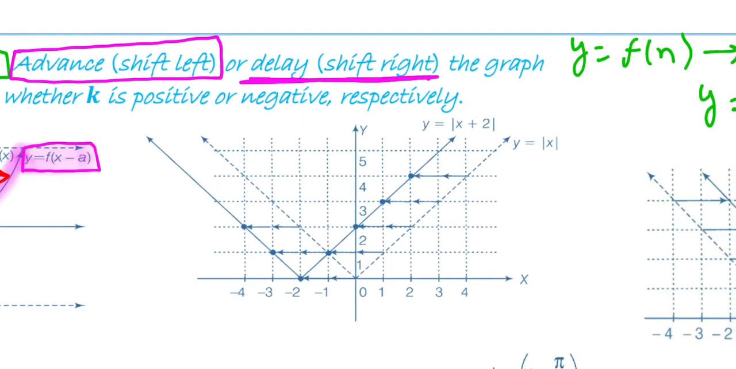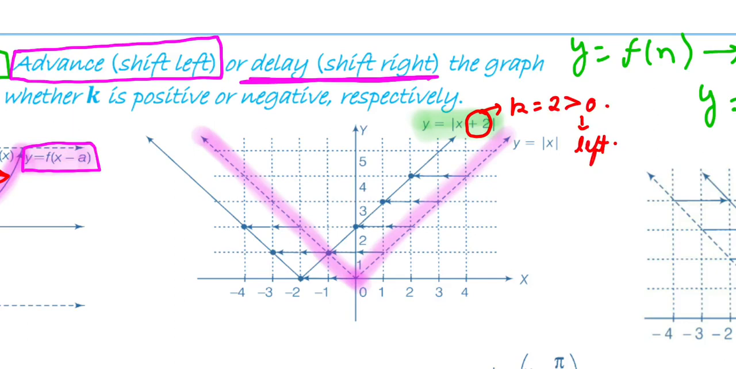Now suppose we are plotting the graph of y is equal to mod of x. This is the graph of y is equal to mod x. If we have to plot the graph of the function y is equal to mod of x plus 2, we can see that the value of k here is 2, which is greater than 0. It means the graph will be shifted towards left by an amount of 2.